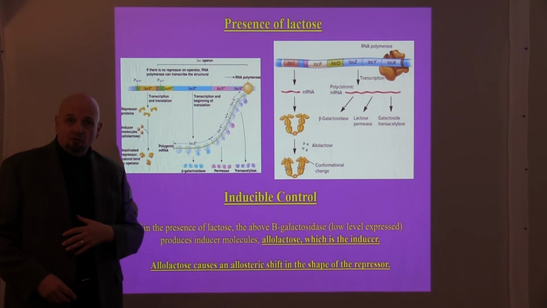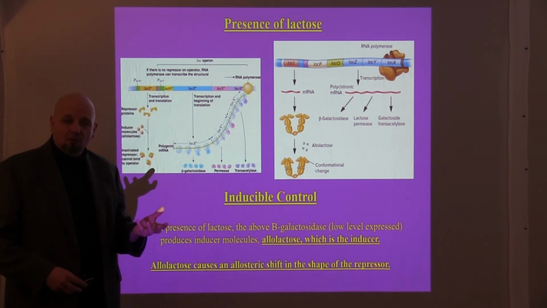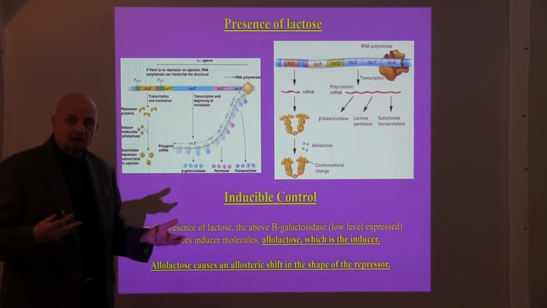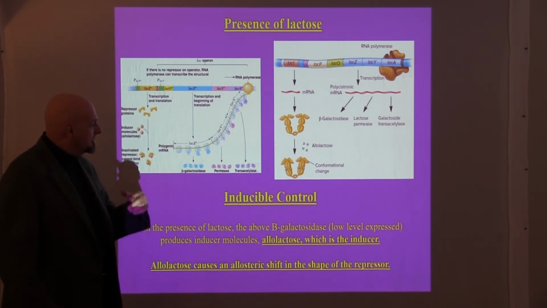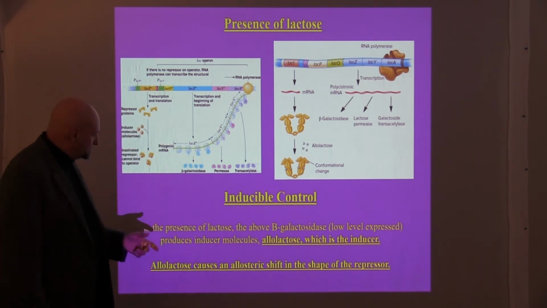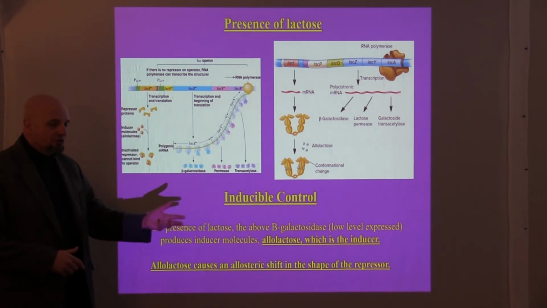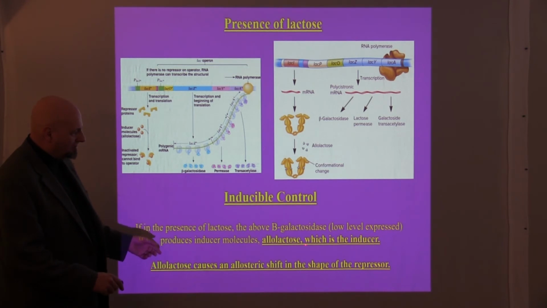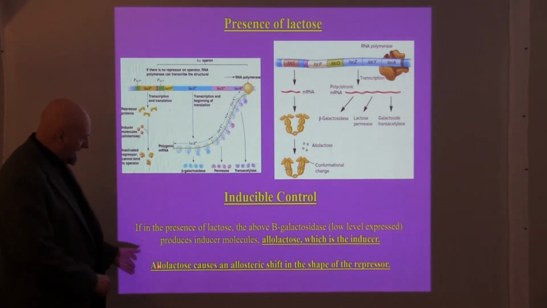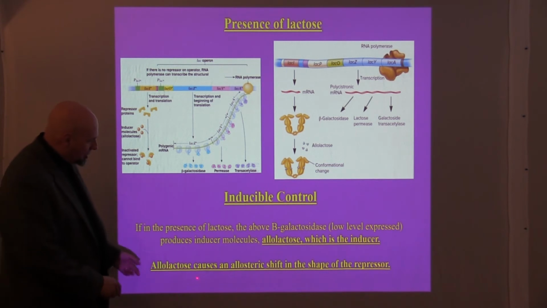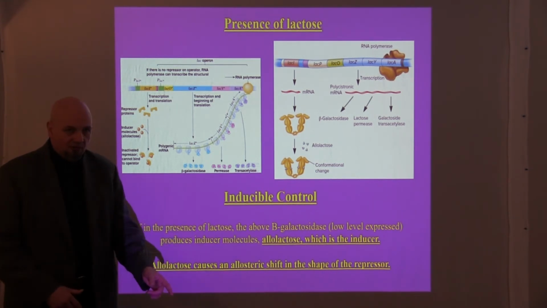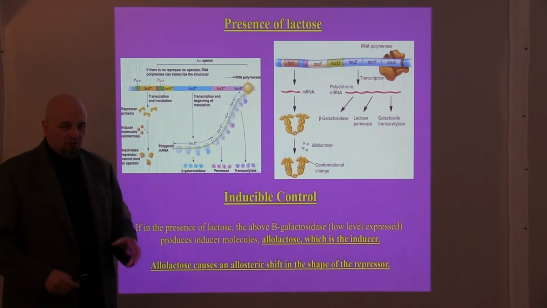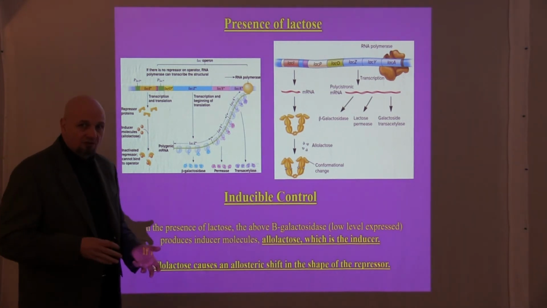Previously, it was under negative control, which is the basic concept people thought at the time, that most genes are under a negative control. They're turned off, these inducible genes. This is under inducible control, meaning that we can induce the gene expression. In the presence of lactose, the beta-galactosidase, at a low level of expression, produces the inducer molecule, allolactose. Allolactose, not lactose, causes an allosteric shift in the shape of the repressor. It goes in and modifies it and causes it to change its shape.